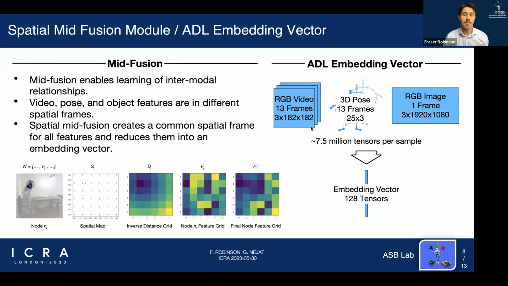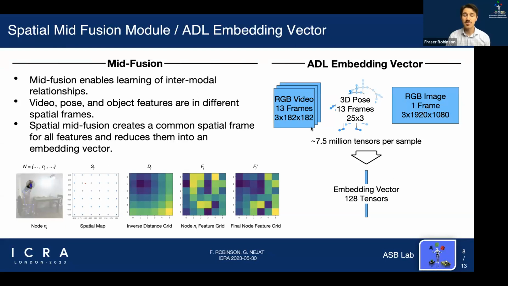Spatial mid-fusion combines these 3 separate multimodal inputs and their features into a single unified feature map. Mid-fusion enables the learning of intermodal relationships and is also able to unify the dimensional understanding across these inputs. You can see an example of our spatial mid-fusion applied to the pose data at the bottom. And this is also done for the object locations, all relative to the initial video.